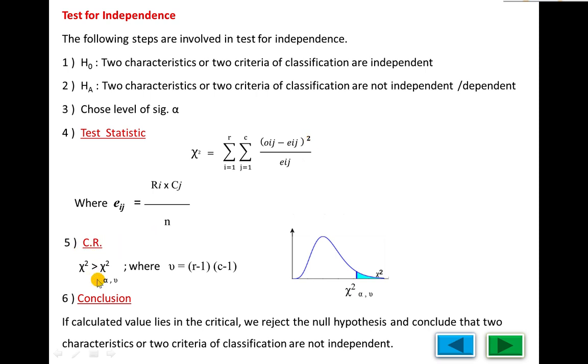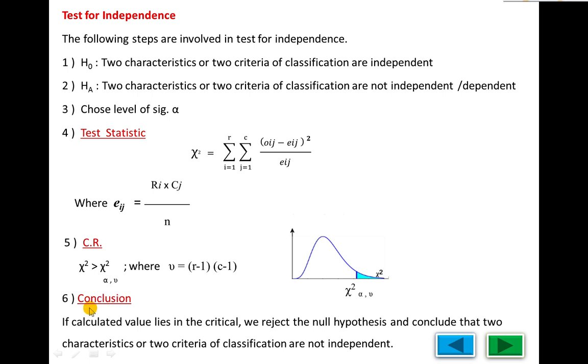Fifth step, critical region. In this we have only one type of critical region. In testing of hypothesis, you have used three types of critical regions depending on the alternate hypothesis: less than, more than, or not equal to. But in this we have only greater than chi-square alpha, mu, alpha level of significance, mu degree of freedom, but the degree of freedom is different: number of rows minus 1 multiplied by columns minus 1. And this is the critical region, this is the acceptance region.